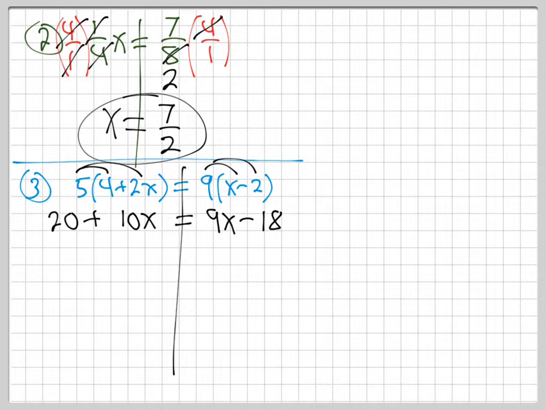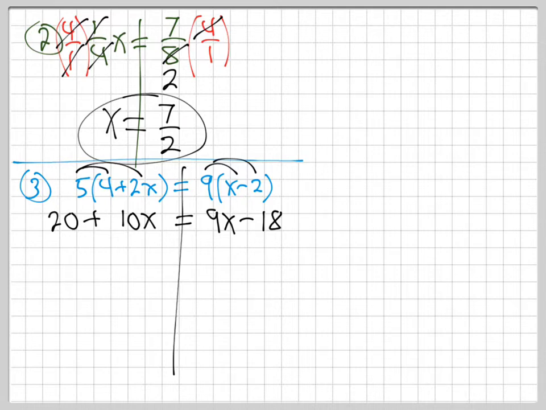And now, what do we do about the fact that we have x's on opposite sides? That's the next issue, right? We have 10x on the left side and 9x on the right side. We don't want x's on both sides. We're trying to get x alone on one side. It doesn't really matter which side, left side, right side, whatever. Just get it alone on one side. We don't want it in two sides.